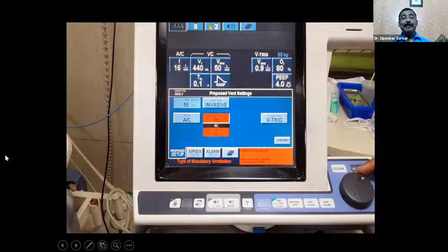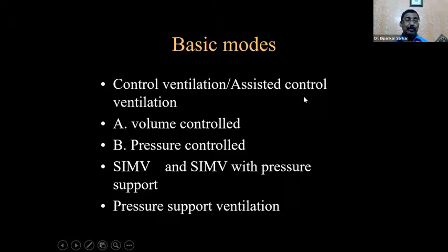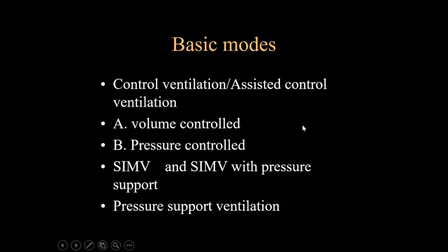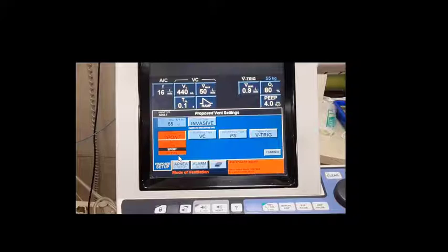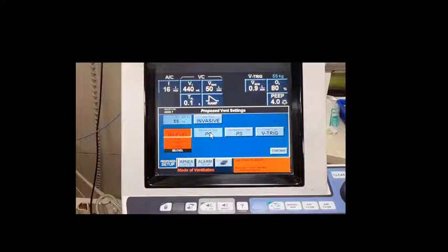Now the basic modes of ventilation are volume control, pressure control, SIMV, SIMV with pressure support, and pressure support ventilation. These are the basic modes of ventilation. Now, just have a look. So you have the option of AC, SIMV, and this is the bilevel. Now you just go and set whether it's pressure control or pressure support. You set individual things one after another.